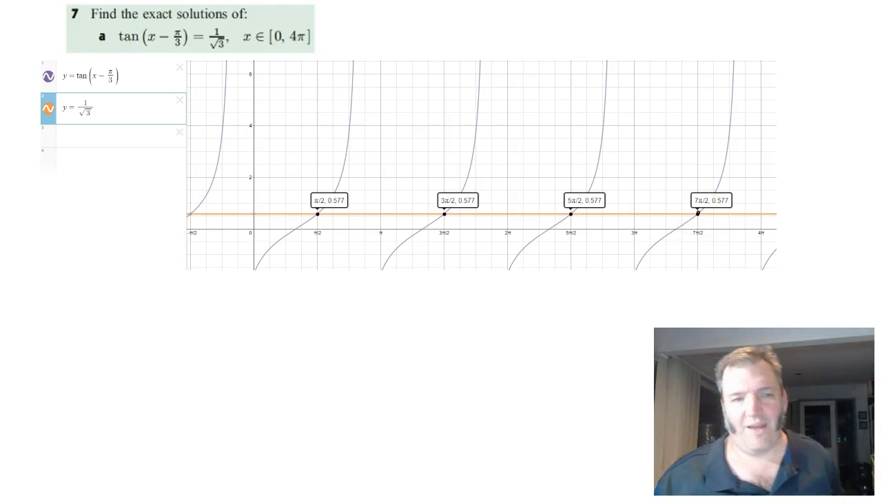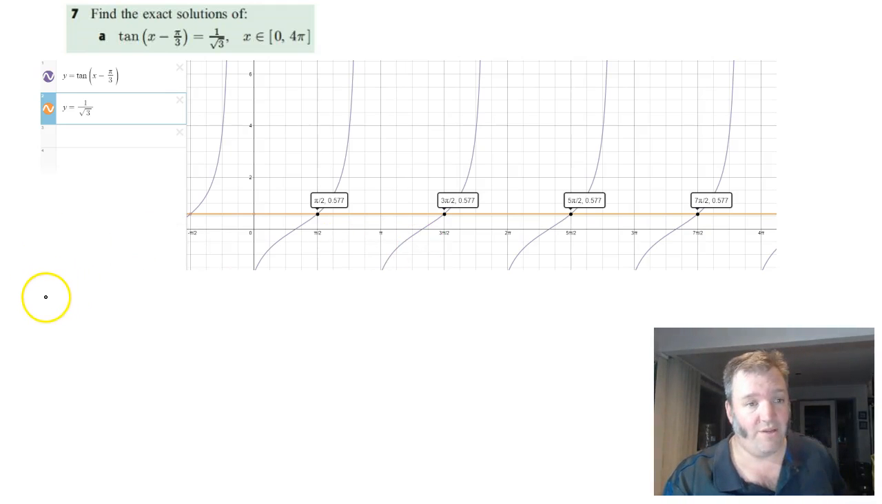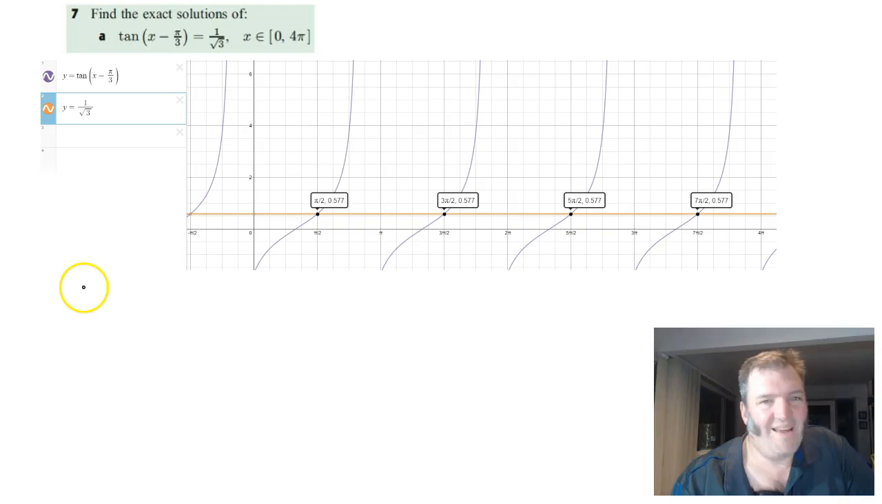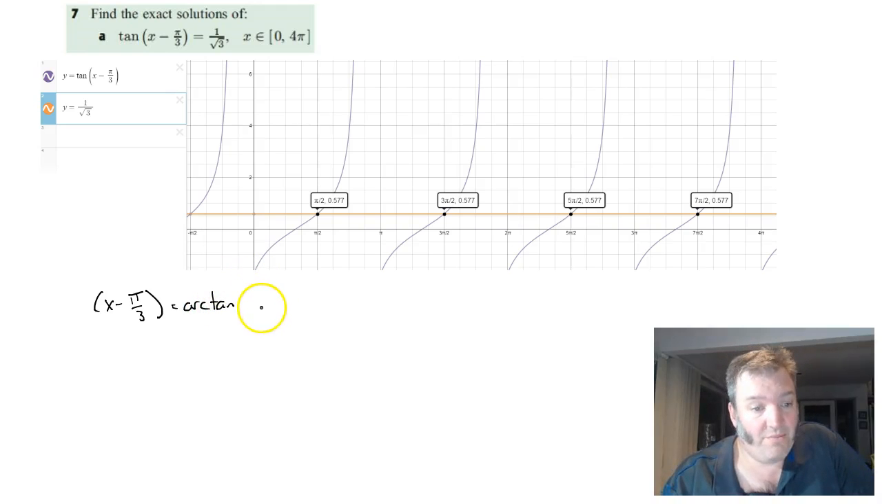But we need to be able to do it algebraically as well. So let's go ahead and have a look at how we do the algebra here. The first thing we've got to do is to undo tan, we do the arctan. So I'm going to have x minus pi over 3 equals the arctan. Remember, that's the same as tan to the negative 1, but I want you to get used to using the proper mathematical terms. Arctan of 1 on root 3. 1 on root 3 you will recognise comes from your best friend's little buddy.